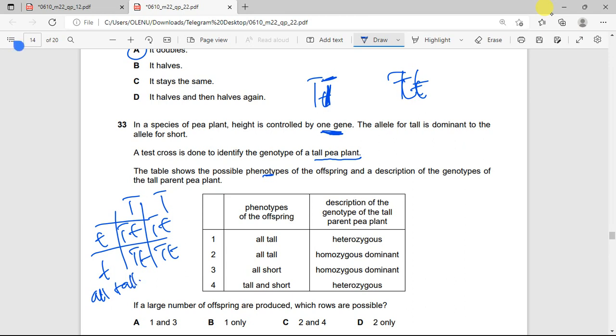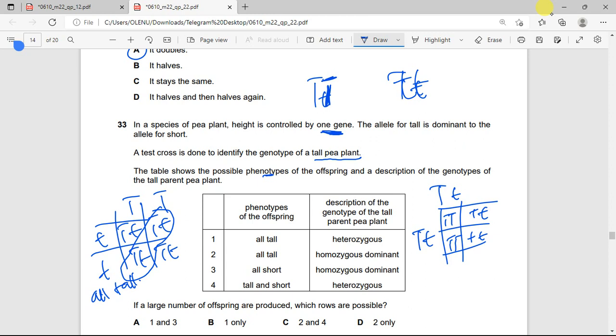Now, are they homozygous dominant? A test cross is done to identify. Once they are all tall, you can crossbreed their offspring because you are trying to identify. If you crossbreed the offspring, tall and short, you have tall, short, another tall, short. So you have offspring that are also tall and short.